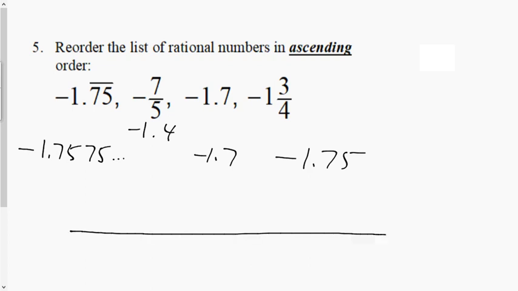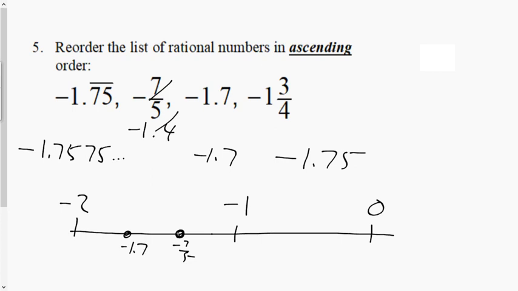So on a number line, if I put 0 here, and I put -2 here, and I put -1 here, the largest number, the closest to 0, would be -1.4, which would be roughly here, which is -7/5. So that's our largest number. Our next closest to 0 would be this one here, -1.7.